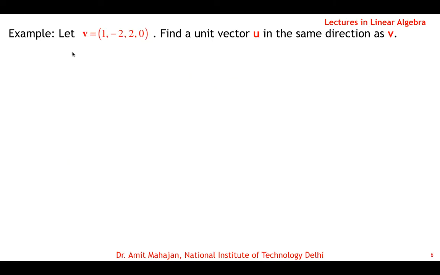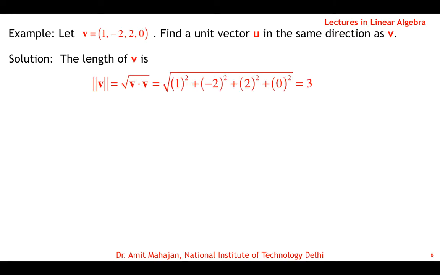So for example, say let v be a vector in R4, and find a unit vector u in the same direction as v. What we have to do is first find the length of v and divide v by the length of v to find this unit vector. The length of v we know is given by the root of v dot v, that is, each element squared and added, and then its square root.